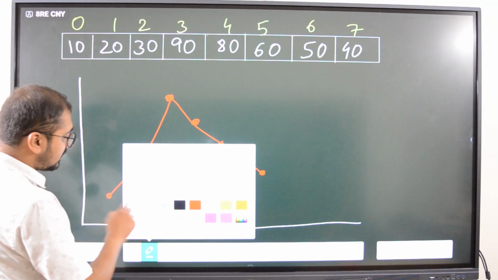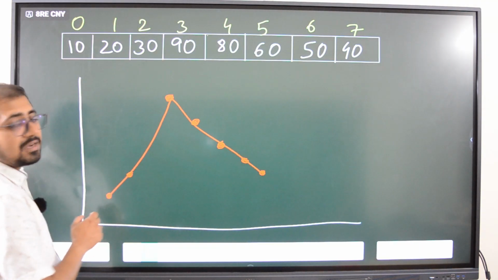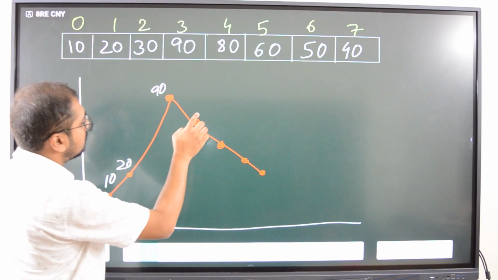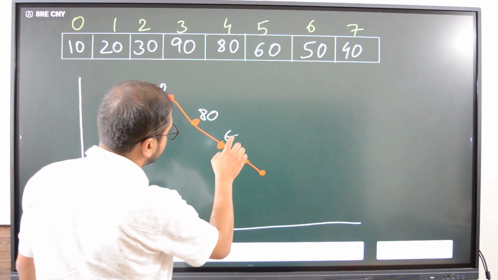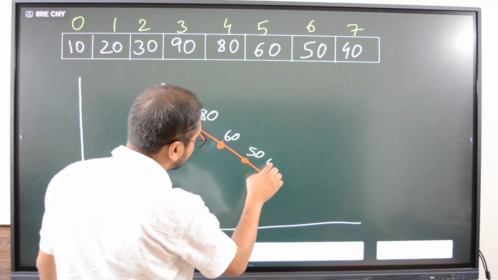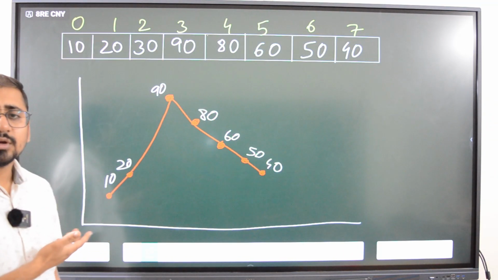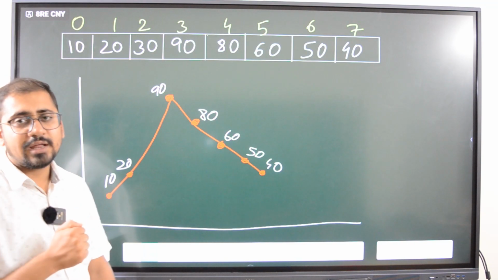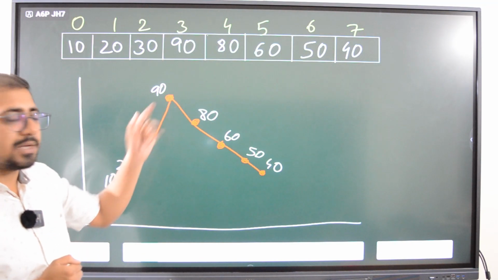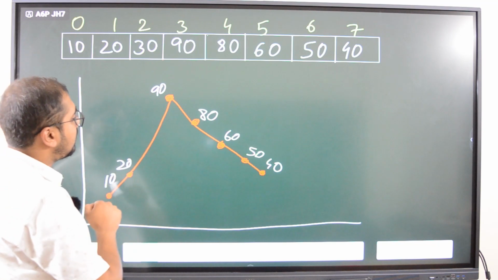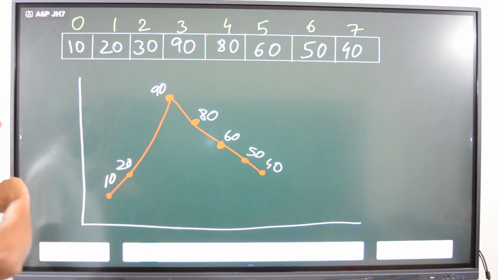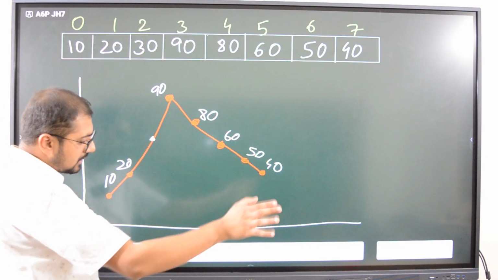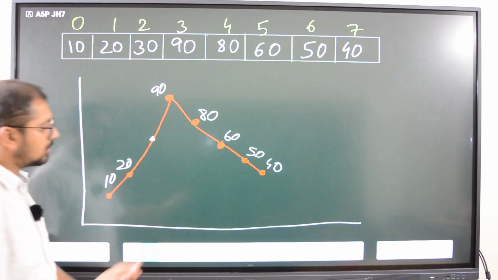The values in this array are 10, 20, 90, 80, 60, 50 and 40. So isn't the graph looking like a mountain? Yes, that is why it is called a mountain array. So which is the peak right now? The peak is here at 90. Sorry, I forgot to place 30 here. Suppose somewhere here I have 30, or let it be. Even if 30 is not there, it does not make any difference.